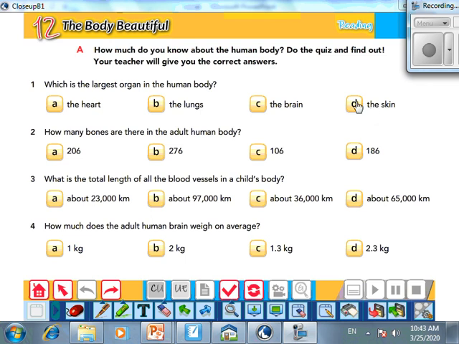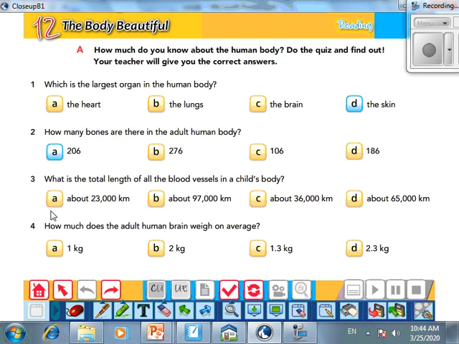Yes, great. The largest organ in the human body is the skin, of course. How many bones are there in the adult human body? 206, 276, 106, or 186? Who can guess? Okay, it's 206. We have 206 bones in our human body.